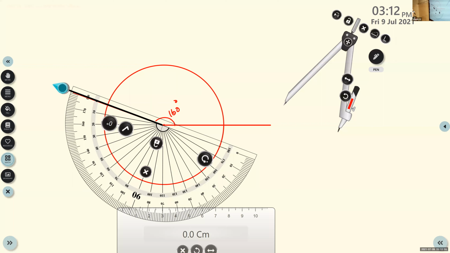Okay. You can turn your book, but I can't turn the board now. So that's why I put this protractor upside down. You can turn your books.